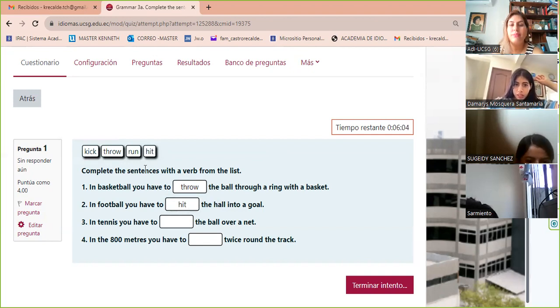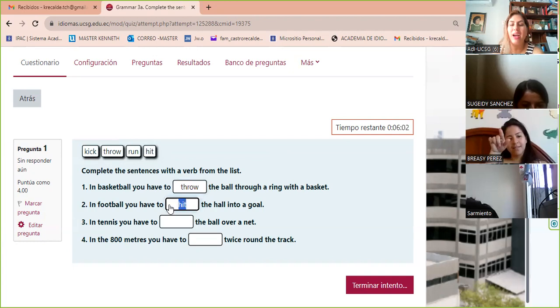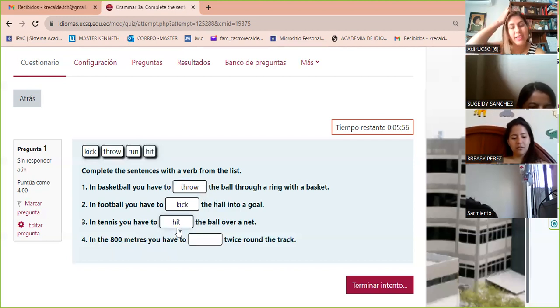Teacher, the second one is wrong, it's kick. Kick. I was saying, okay, kick. You have to kick the ball over the net. In the 800 meters, you have to run twice around the track.